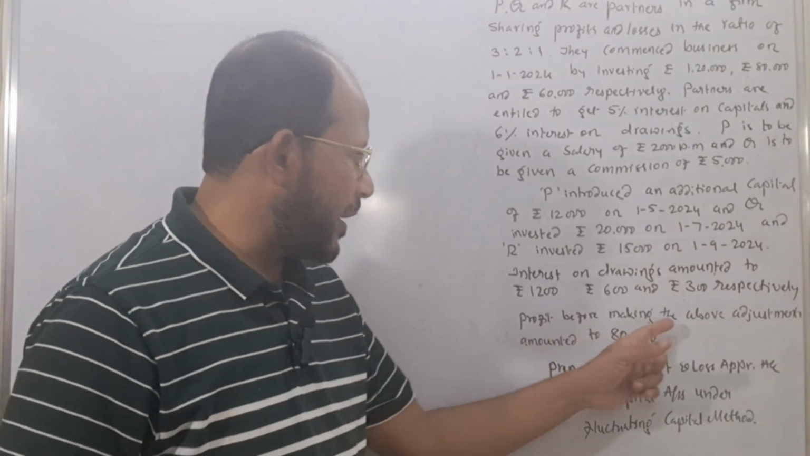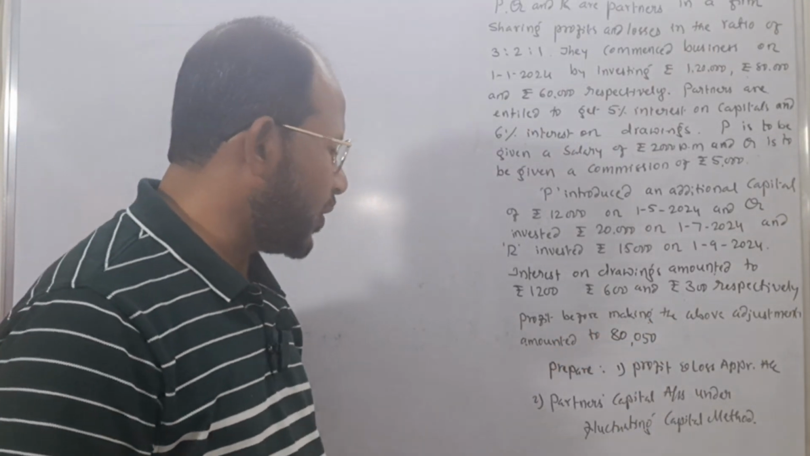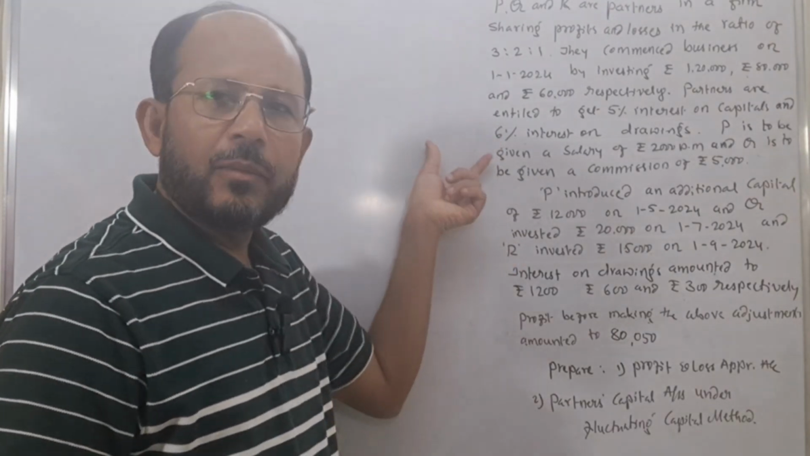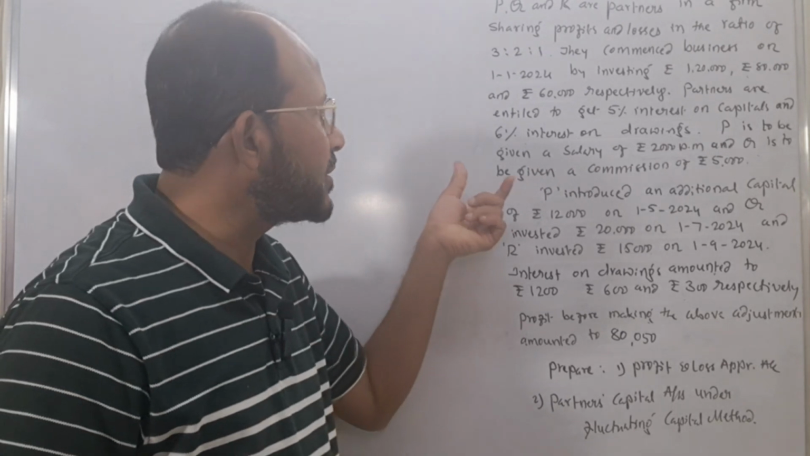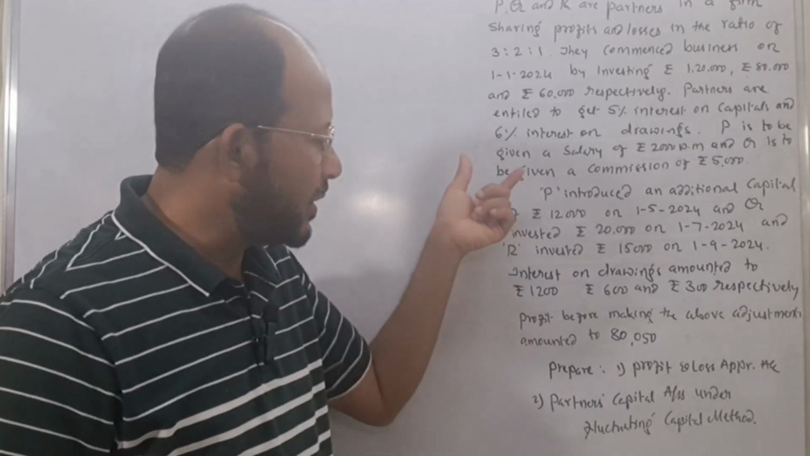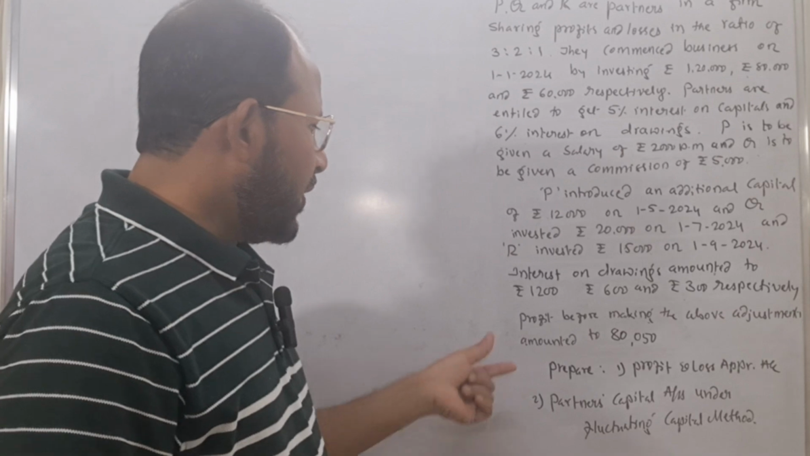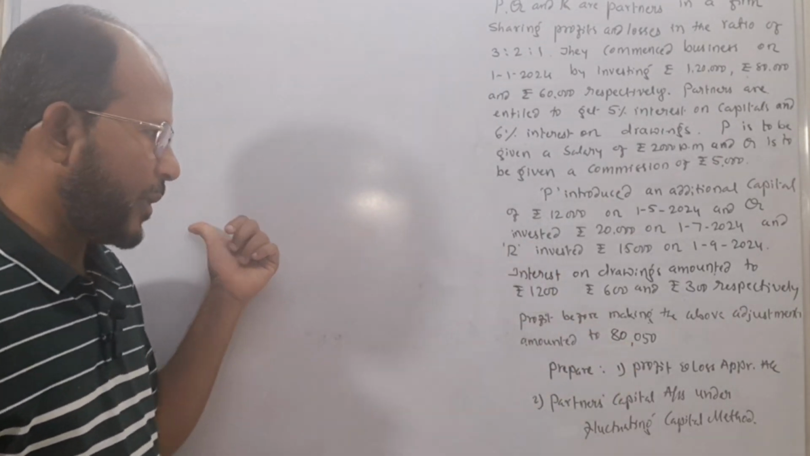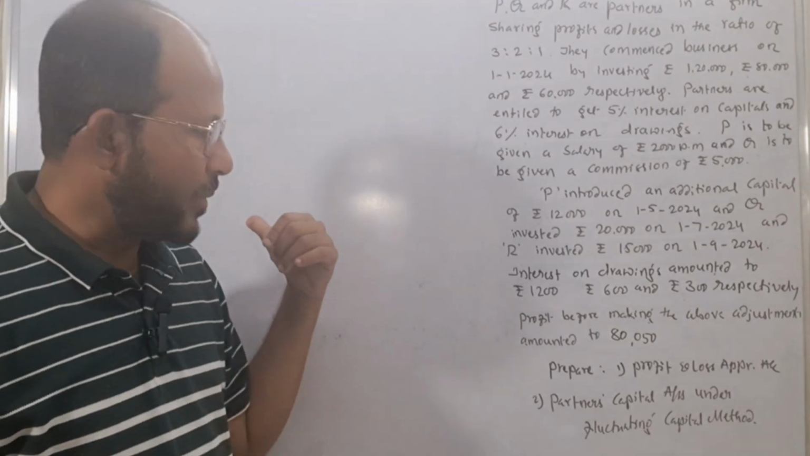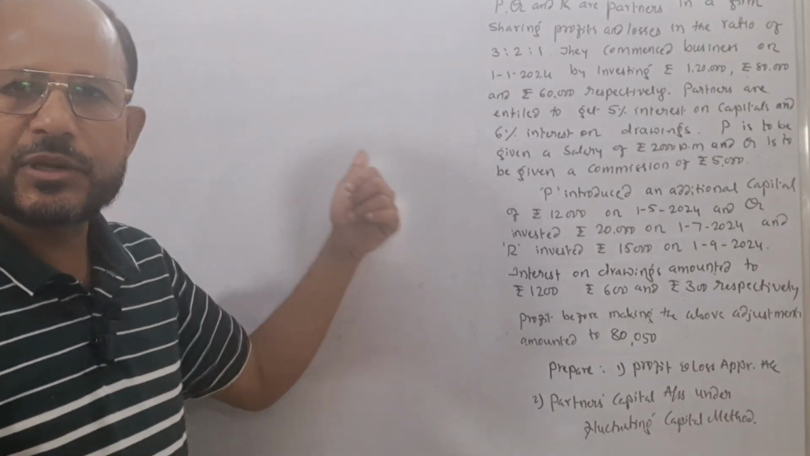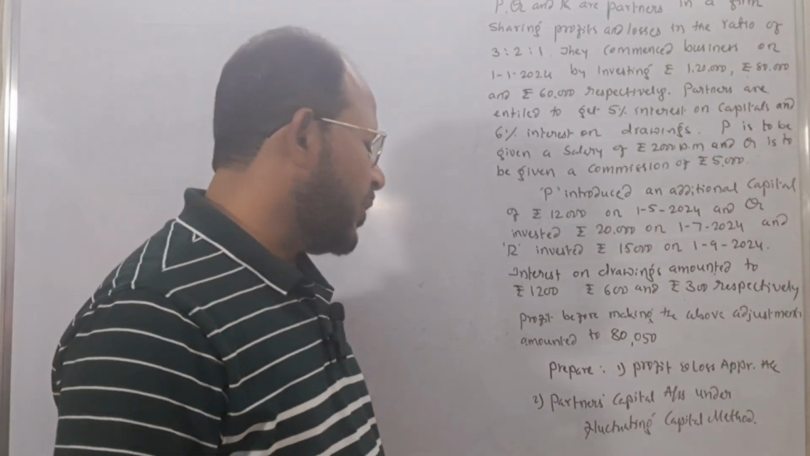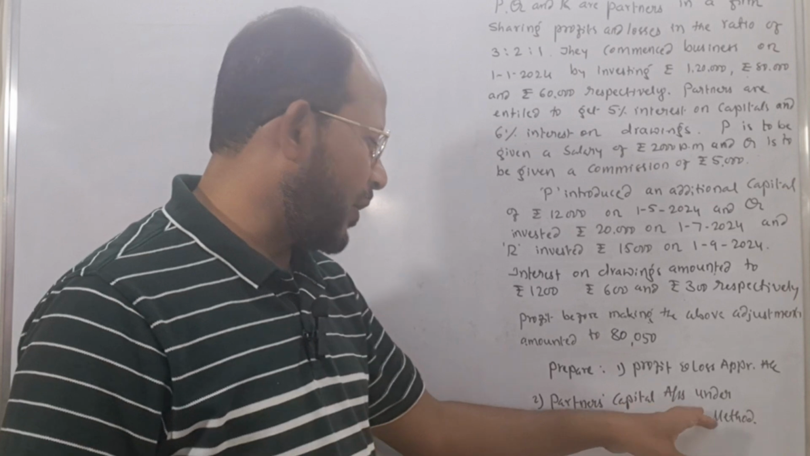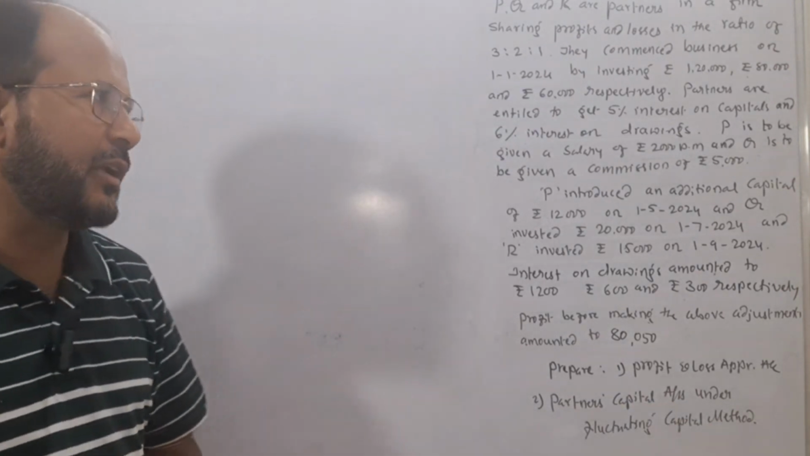Okay, profit before making the above adjustments amounted to rupees 80,050. This is the result of a profit and loss account before making all the above adjustments, that is interest on drawings, interest on capital, salary, commission, etc. of the partners. Therefore, we have to make all such adjustments by preparing profit and loss appropriation account. In the profit and loss appropriation account, we get the net result that is transferred to partners capital accounts. Prepare profit and loss appropriation account and partners capital accounts under fluctuating capital method.